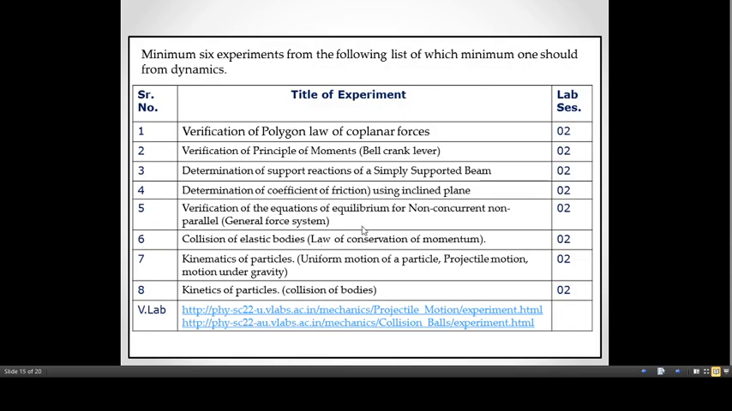Now see here, a total of 8 experiments are listed in front of you. Along with these, 2 links are given here. Out of these 8 experiments, we are going to conduct 6 experiments. And what about this one? This is about the virtual lab. What is the meaning of virtual lab? That will be clear to you in the next slides.